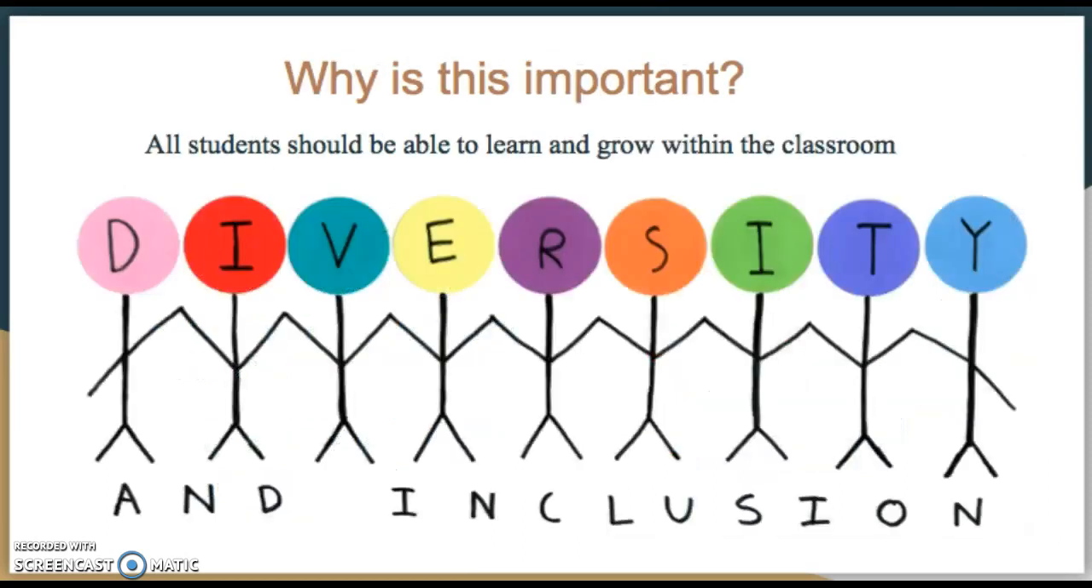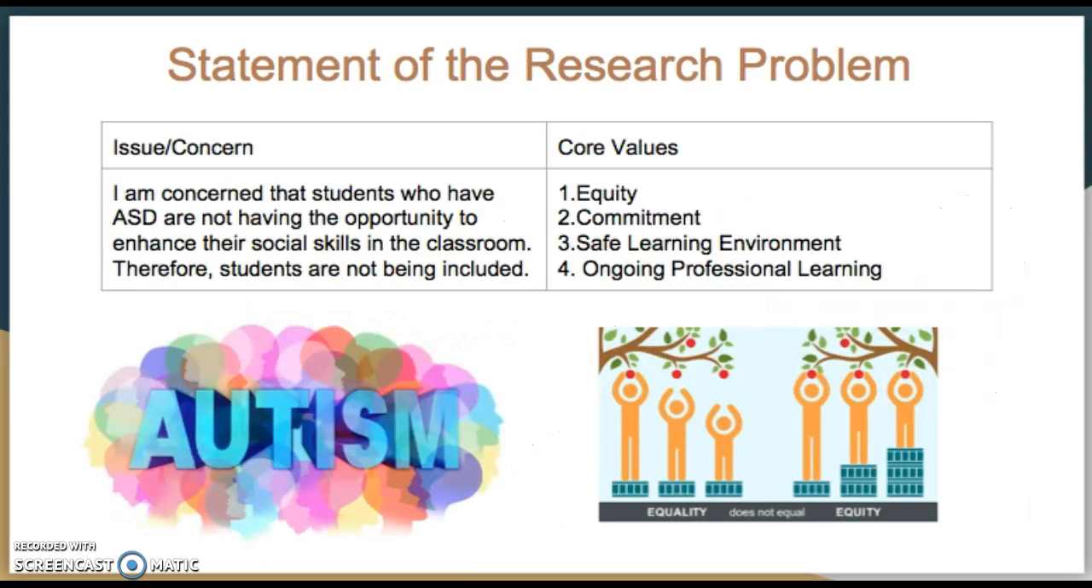Why is this important? This is important because all students should be able to learn and grow within the classroom. Students should not be excluded from activities due to their low social skills. Teachers should implement strategies within the classroom to help enhance the social skills of students who are diagnosed with autism. I am concerned that students who have autism are not having the opportunity to enhance their social skills in the classroom, therefore they're not being included.